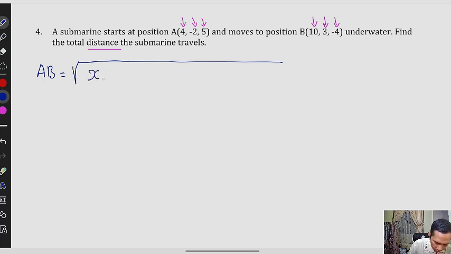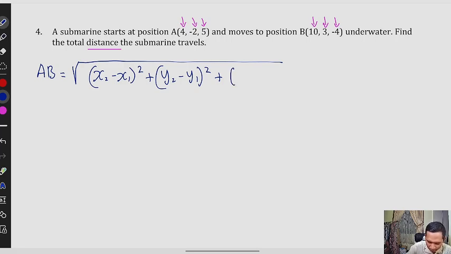We have x1 plus x2 minus x1 squared, plus y2 minus y1 squared. Last time we had this, but since we have three variables, three coordinates, x, y, and z, let's put the z in now. Just add one more, very simple. No need to confuse. So we have z2 minus z1, and then we square.